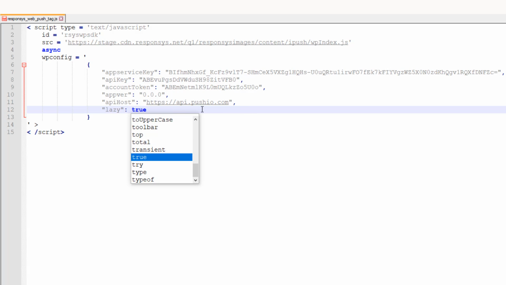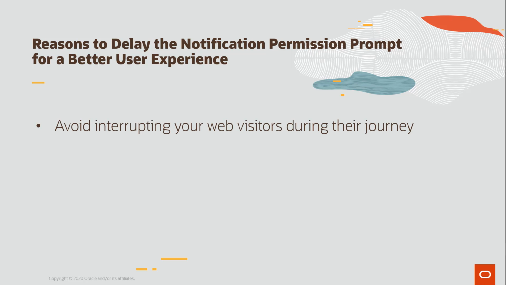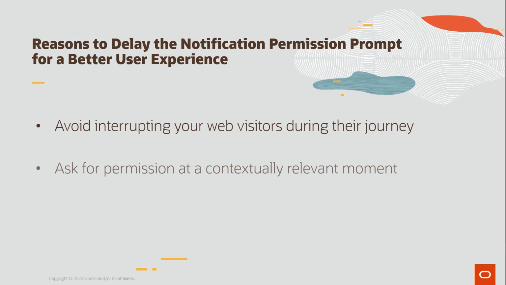You might want to do this for a few reasons. Delaying the permission prompt can create a better user experience. You'll avoid interrupting your website visitors during their journey. You can instead ask for permission at a contextually relevant moment, or implement pre-permission messaging to explain to users in advance that you'll be requesting their permission and explaining clearly what they can expect from your Web Push notifications. We've included some links in the video description if you want to learn more about good permission request user experience design. This is because implementing an optimal Web Push permission prompt user experience will increase your Web Push opt-in rates. For this video, we'll keep the default behavior.